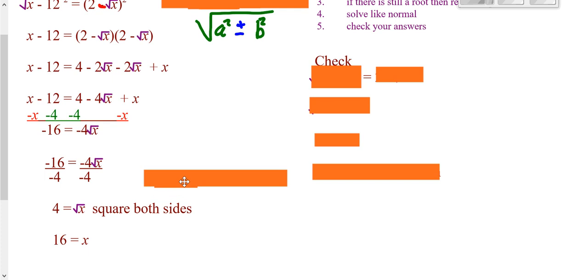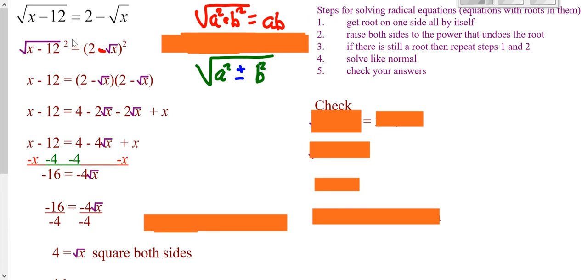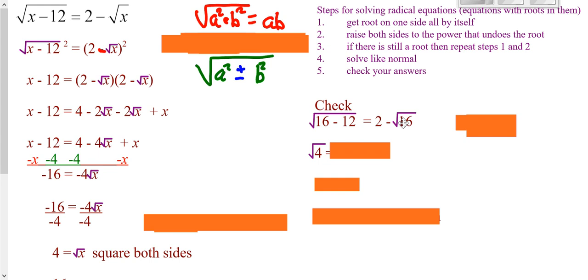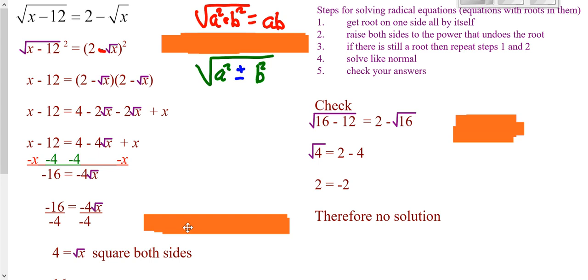So now I have x being 16. Now I need to check it. So I'm going to take a 16, plug it in up here for my x, plug it in over here for my x. So 16 for my x minus 12 inside of my root, and then 2 plus, plug in 16 there. So on the left side, I get square root of 4. Right side, I get 2 minus just a normal 4. Square root of 4 I know is 2. On the right side, I get negative 2. This is a false statement. 2 does not equal negative 2, so that means my 16 does not work. So I would just put down no solution.